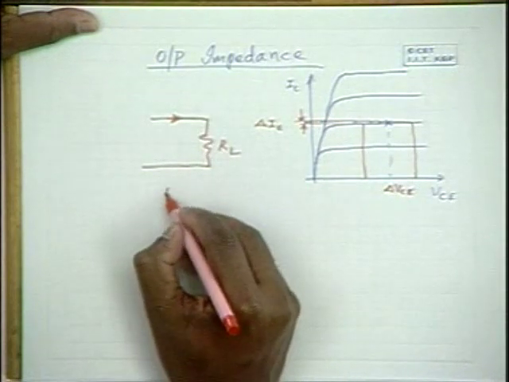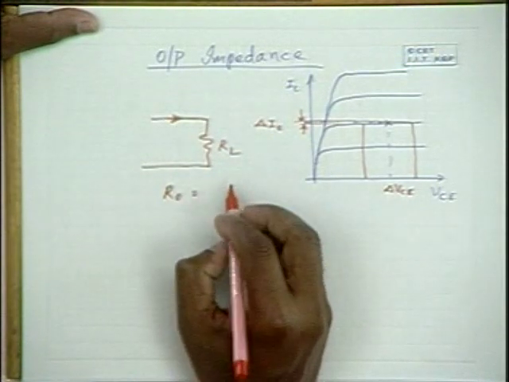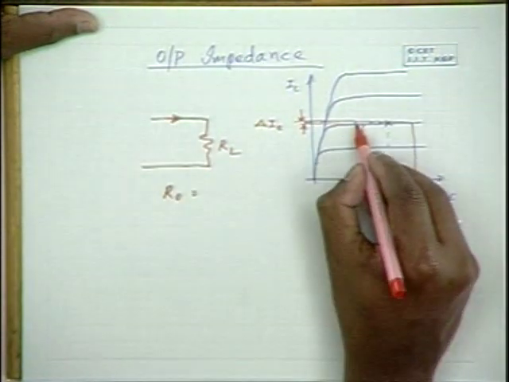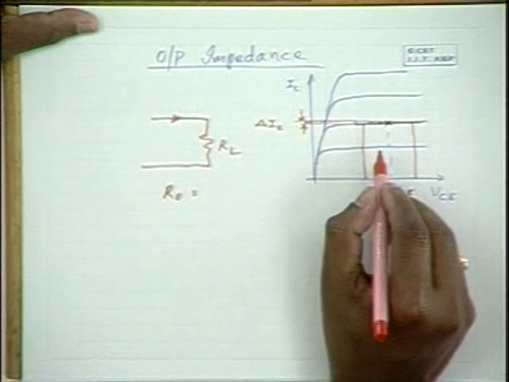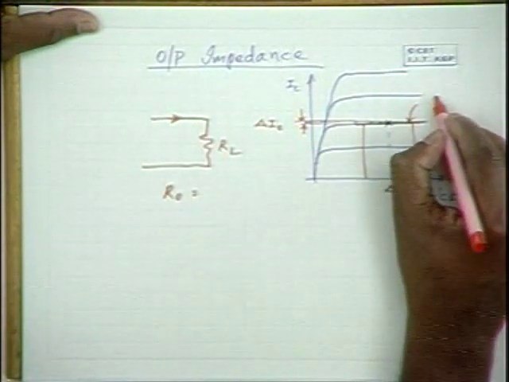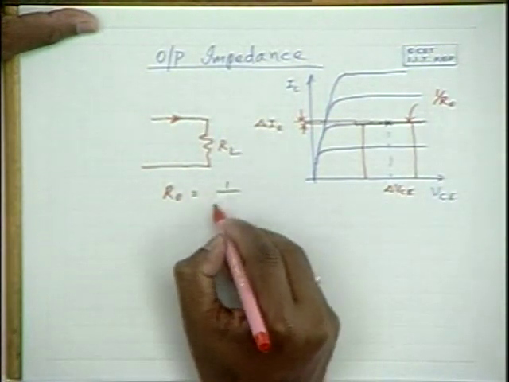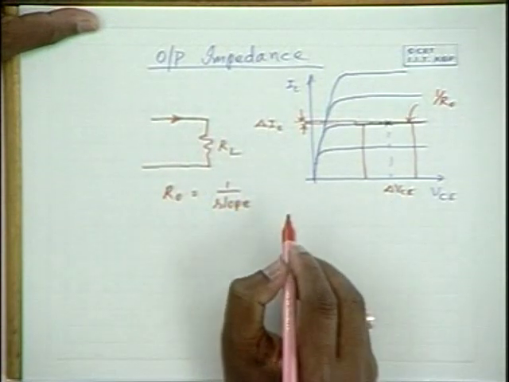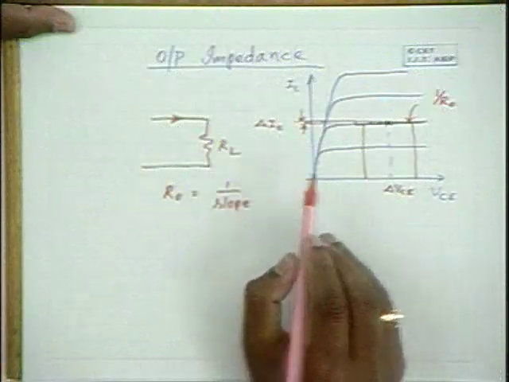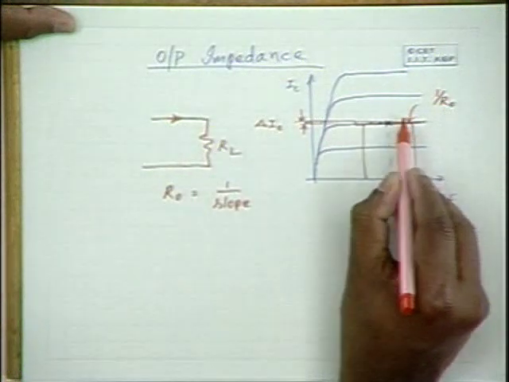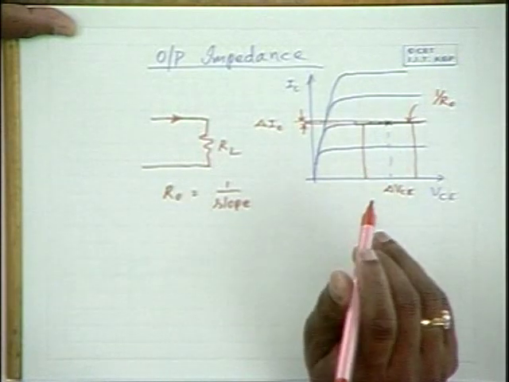So the output impedance in this particular case becomes delta VCE by delta IC, and that is the inverse slope of this curve around the quiescent point. This is 1 by R naught. And once you are given the characteristics and the Q point, by finding the slope of this curve, you can determine how much of R naught the transistor exhibits.